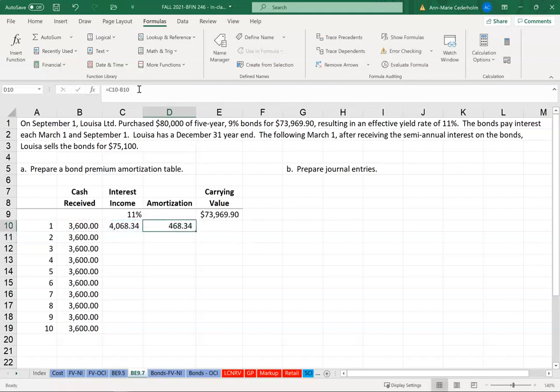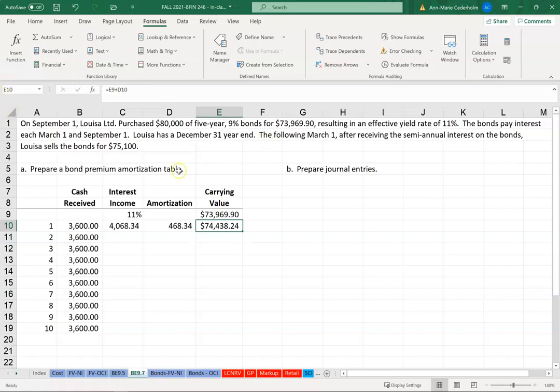Now it doesn't matter if you put this as positive or negative. I'm just fixing my amortization table to make the ending balance what I want it to be. So I need this balance to go up to 80,000. So in this case, I'm going to add it. So I want this balance to keep going up.